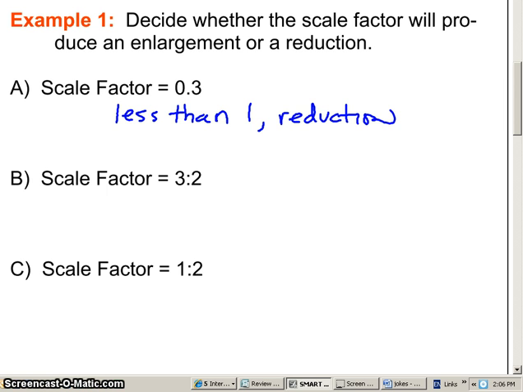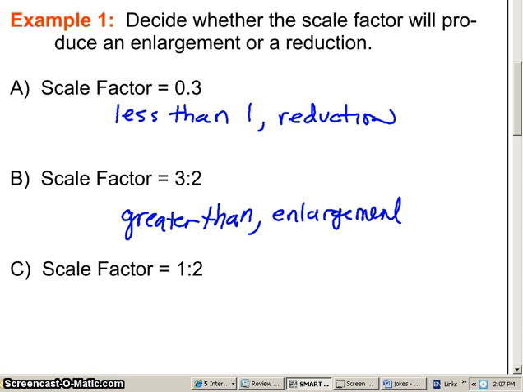Letter B, greater than or less than 1. It is greater than 1, and therefore it produces an enlargement. In other words, you are going to enlarge your original 1.5 times, because 3 over 2 simplifies to 1.5.